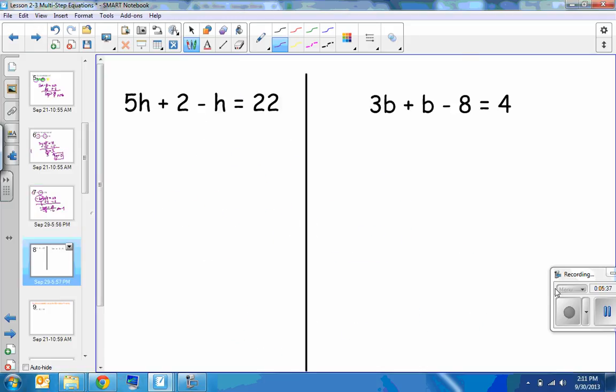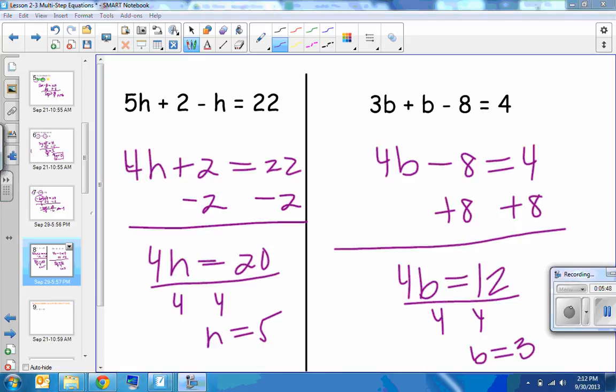Go ahead and try these two on your own. So here we should have combined 5h minus 1h to get 4h. Brought down your positive 2 equals 22. Opposite of adding is subtracting, so I subtract 2 from both sides. Bring down my 4h equals 20. Opposite of multiplying is dividing, and h equals 5.